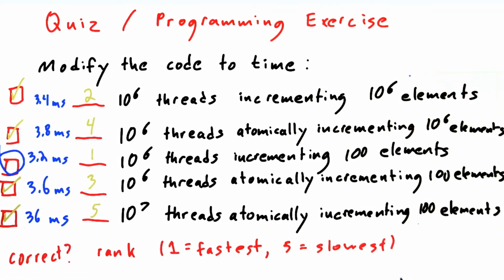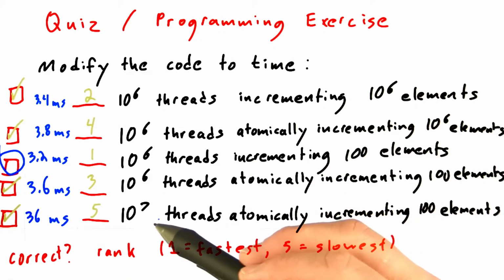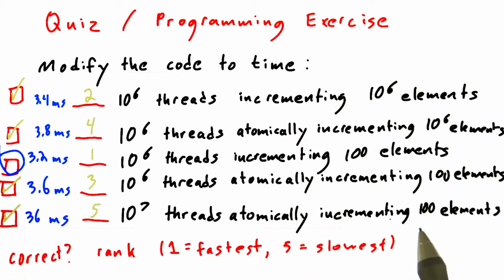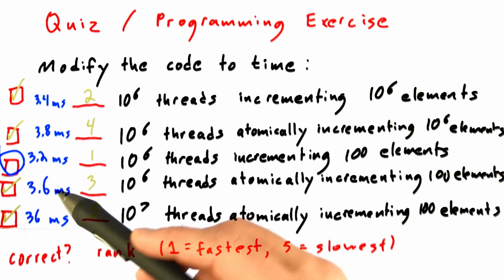So you might play around with this code for a little bit. For example, see what happens to the time as you go to even more threads writing into even fewer elements. The big lesson here is that atomic memory operations come with a cost.